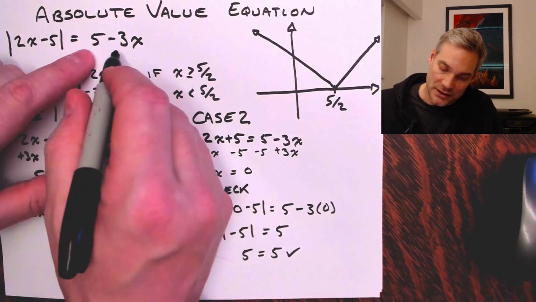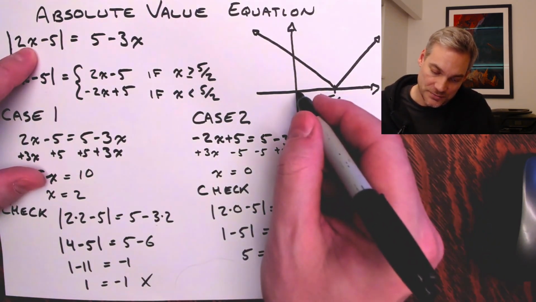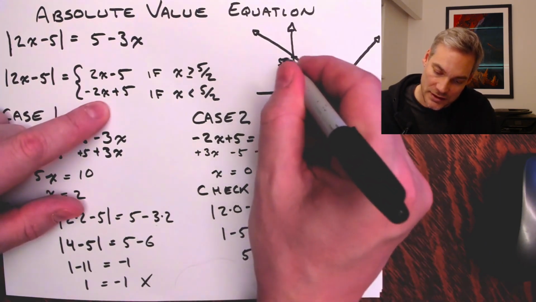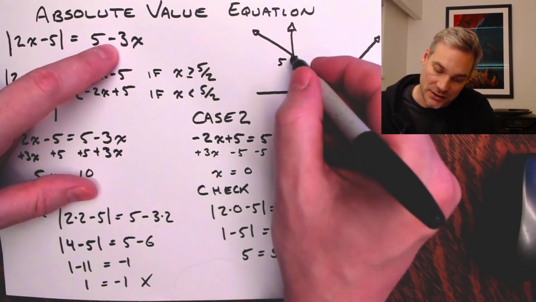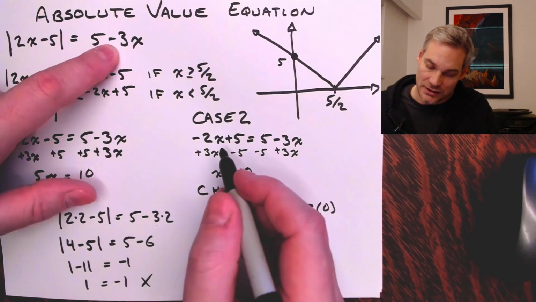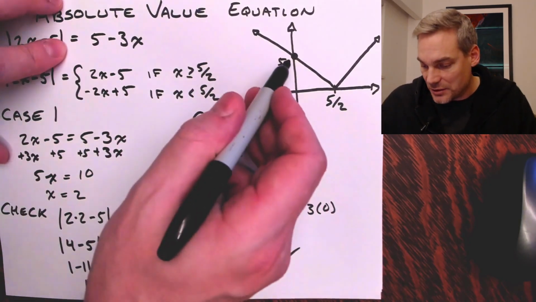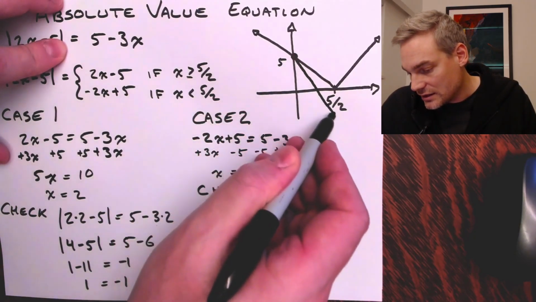And now I'm going to graph this. So if x equals 0, the absolute value of this is 5. And the y-intercept of this is actually 5 as well, the 5 minus 3x. So this is actually where they intersect. But I have a very steep slope, minus 3, so steeper than this one. So it actually goes down like this.